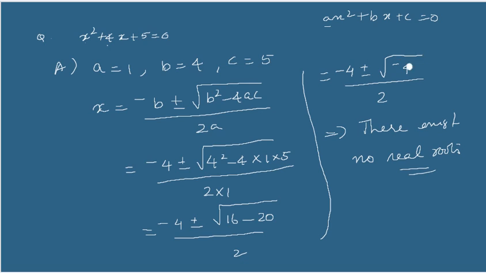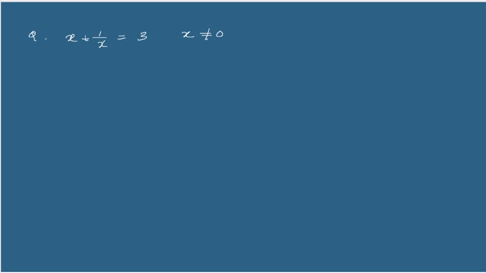If there is a negative number inside the square root, you can write there exist no real roots. It doesn't mean that there are no roots. There are, but there exist no real roots. This will be explained in the nature of the roots section. Anyhow, your conclusion will be there exist no real roots. Clear? So let's move to the next question.